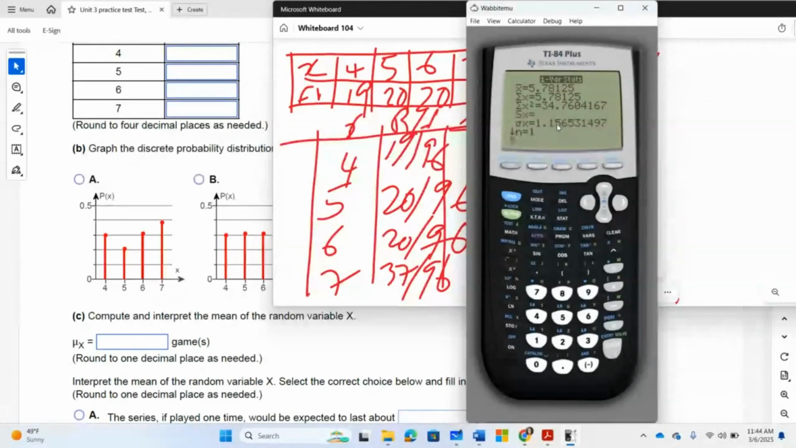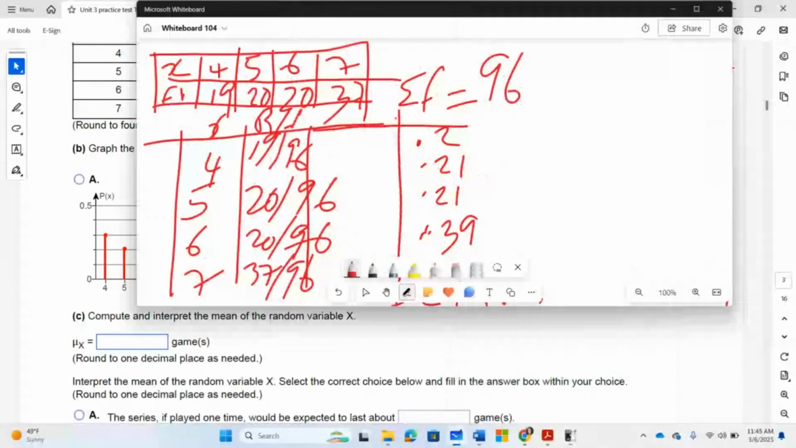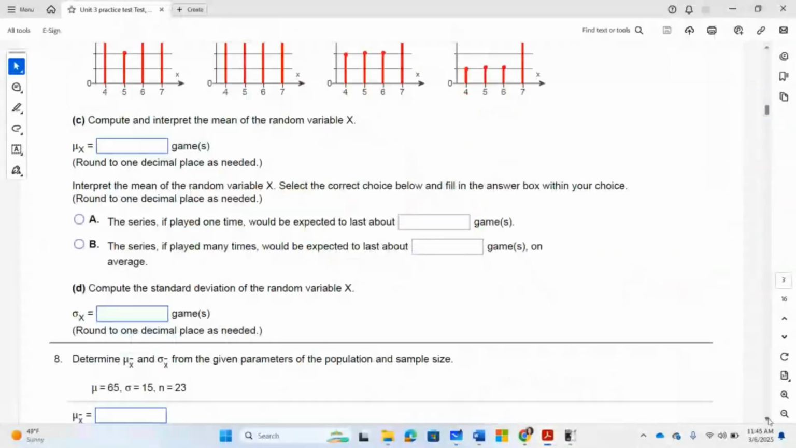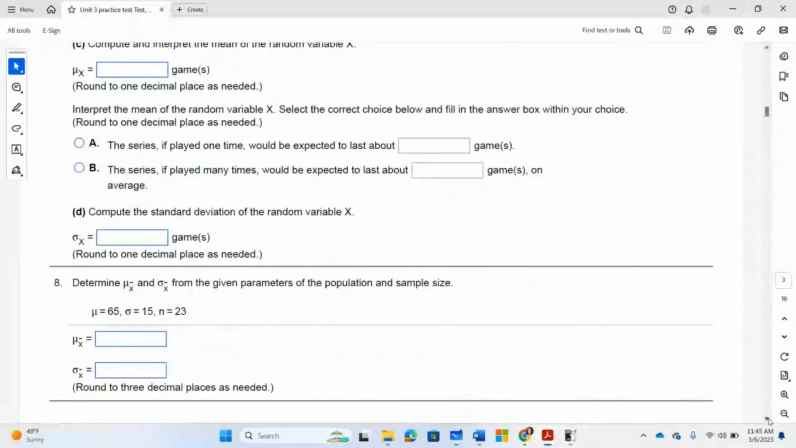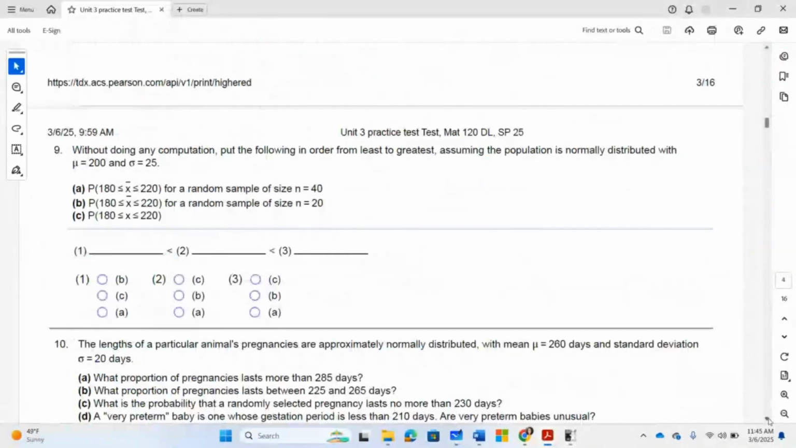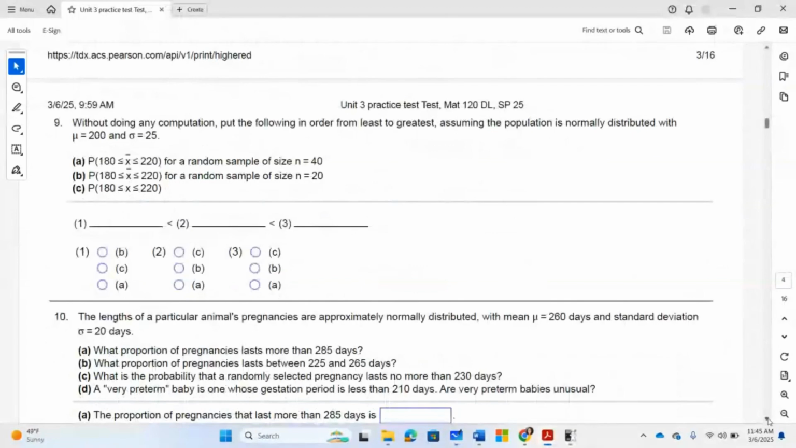Also, if they tell me to find the variance, I will square the standard deviation. Okay, so this is how you can solve a discrete probability distribution. All right, so this is a question in normal distribution.